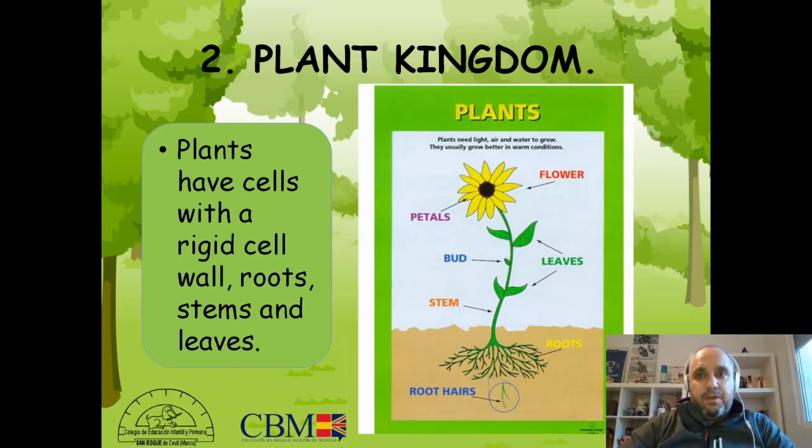The plant kingdom is formed by plants, and as you know, plants have cells with a rigid cell wall. The main parts of plants are roots, stems, leaves, and also flowers.